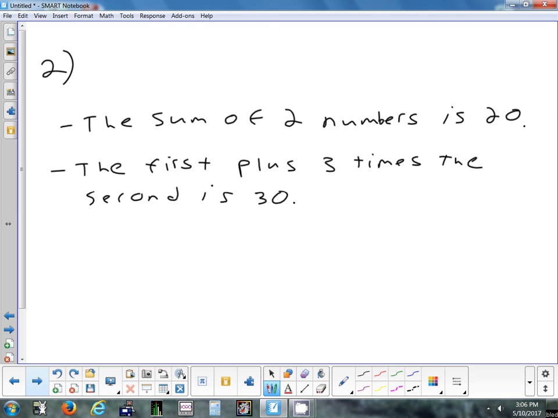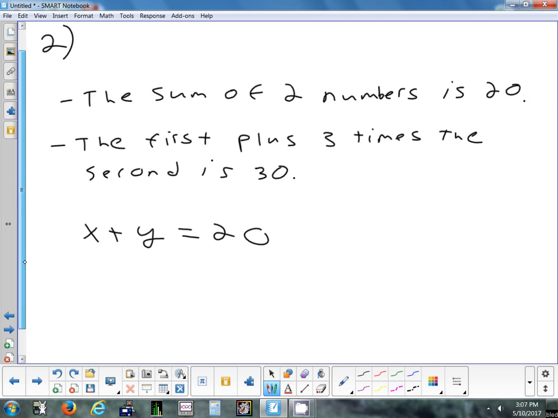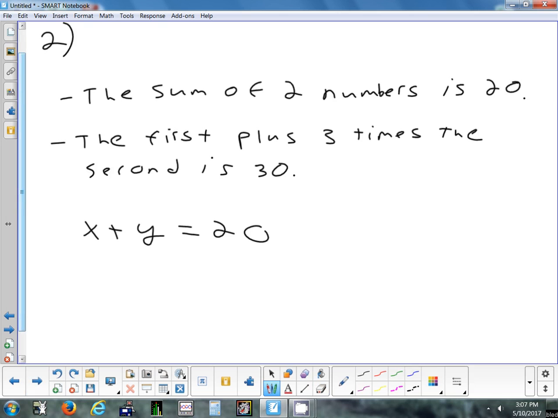So in order to equal... Okay, so how would you translate this first statement into an equation? So like x plus y equals 20. X plus y equals 20. Okay? Now, the first plus 3 times the second. What's the first? X. Plus 3 times the second. Plus 3y. 3y equals 30. And now from here, we just solve it.